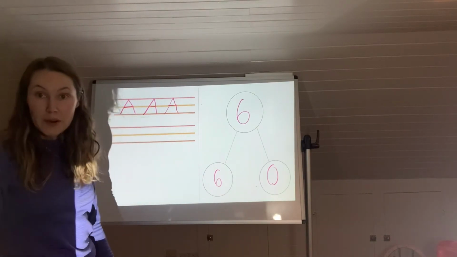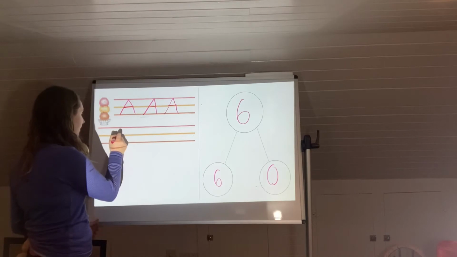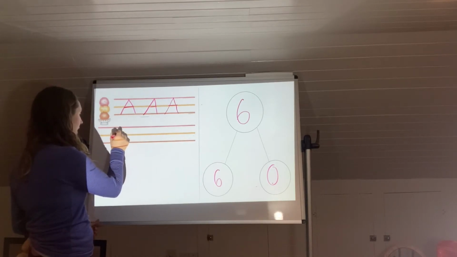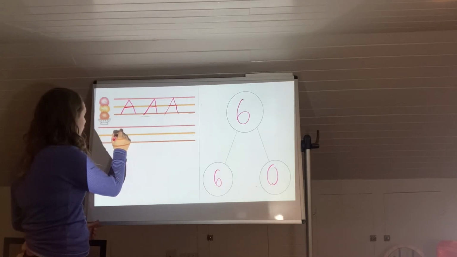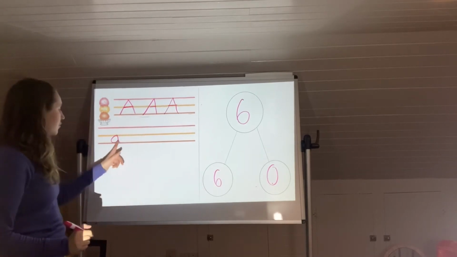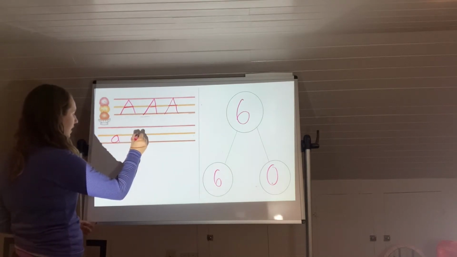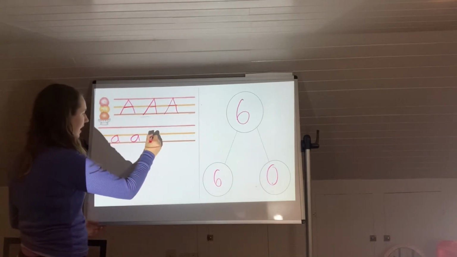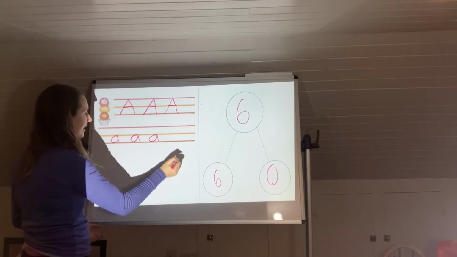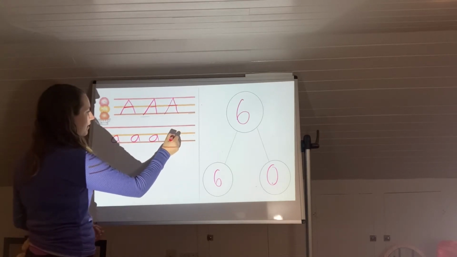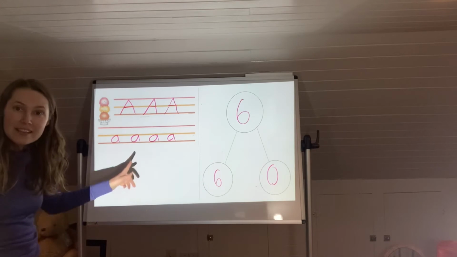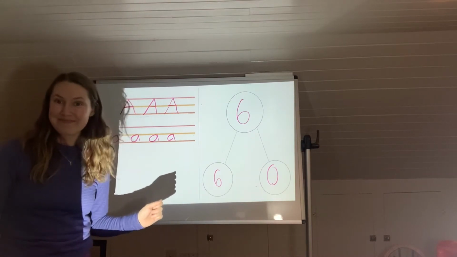When we make lowercase a, we start at the vanilla line and go down and around like we're writing a letter O, but then we make a straight line down to the chocolate line. So we go down and around and straight line down, down and around and straight line down, down and around and straight line down. That's our lowercase a.